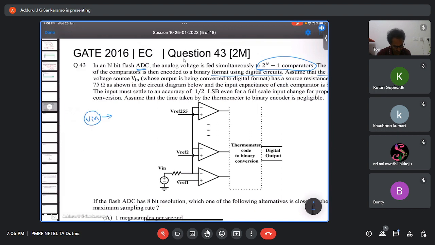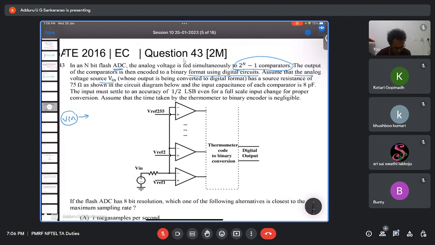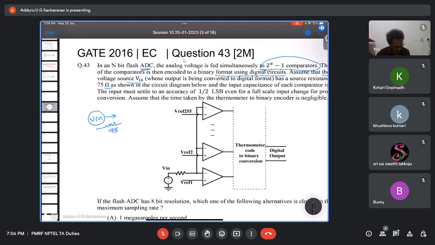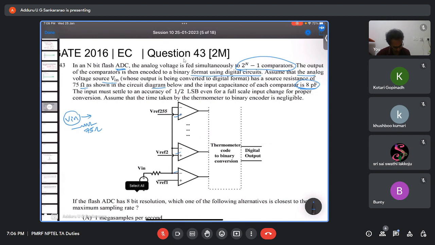Assume that the analog voltage source Vin has a source resistance of 75 ohm, as shown in the circuit, and the input capacitance of each comparator is 8 picofarad. Each comparator has 8 picofarad of input capacitance.